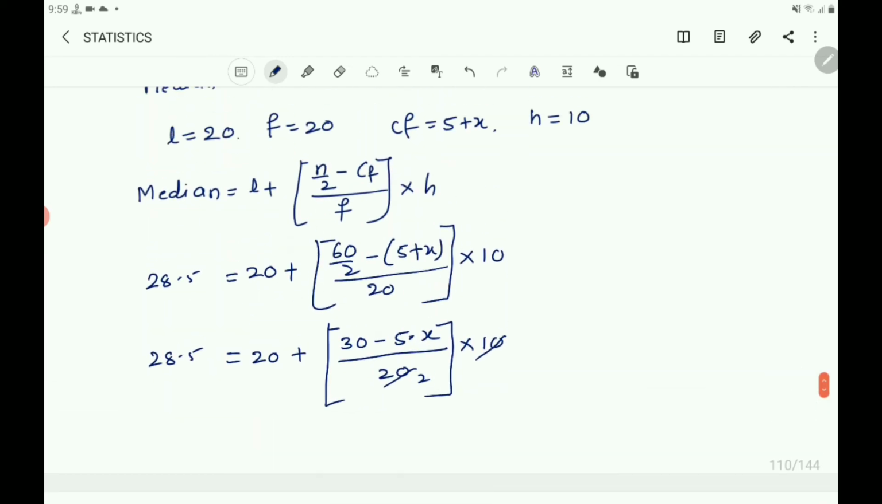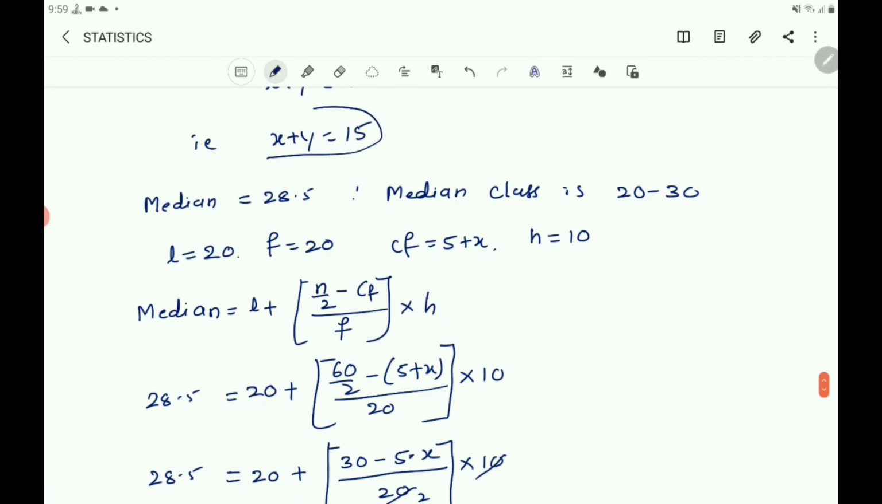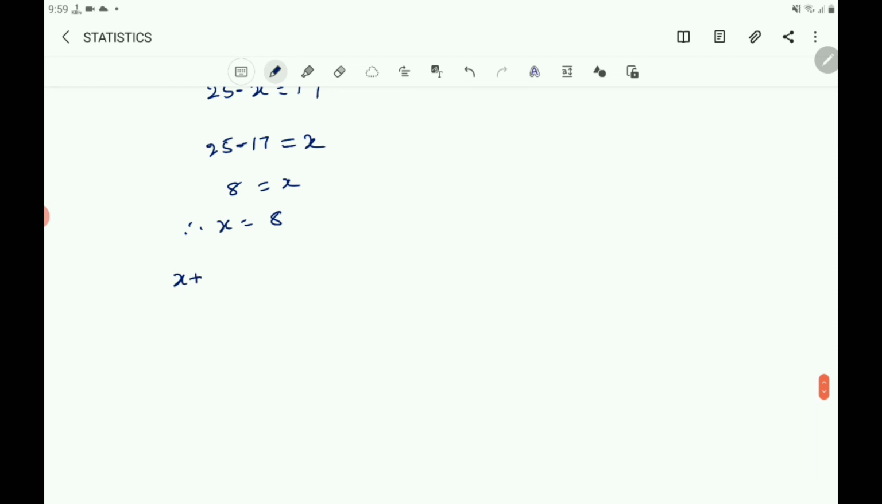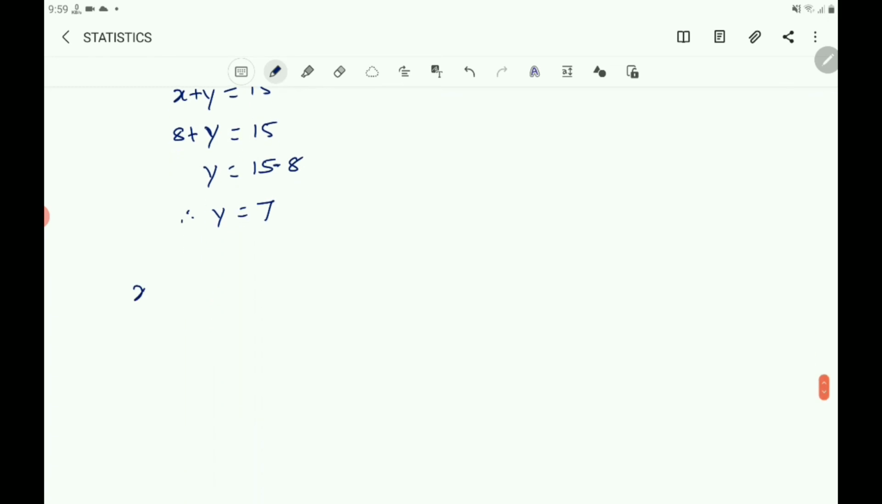Then you know that x plus y equals 15. Then x is 8, so 8 plus y equals 15. So y equals 15 minus 8. Therefore y equals 7. In this way you got x equals 8 and y equals 7. Here, by using the given median, you got the values of x and y.